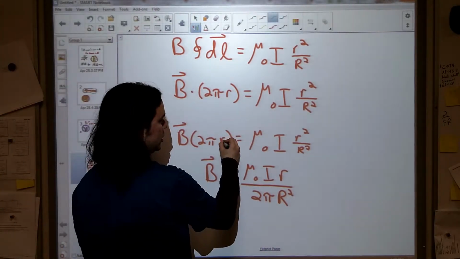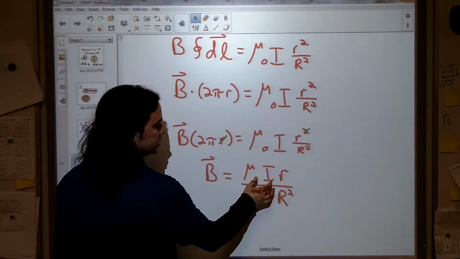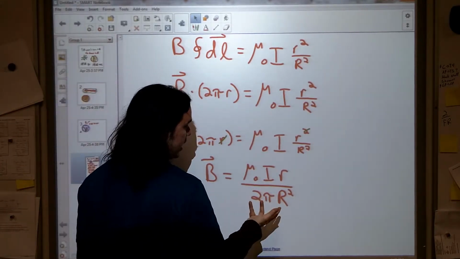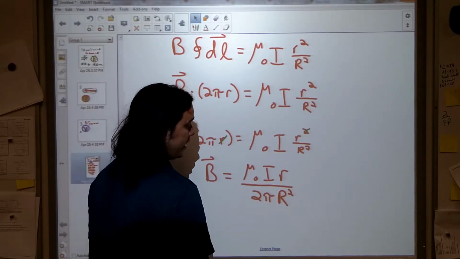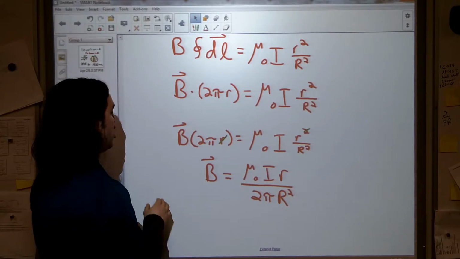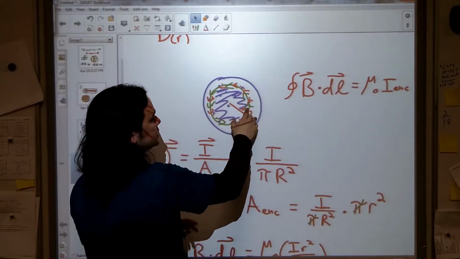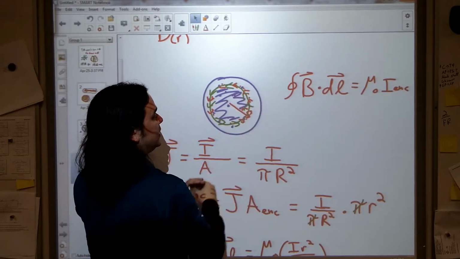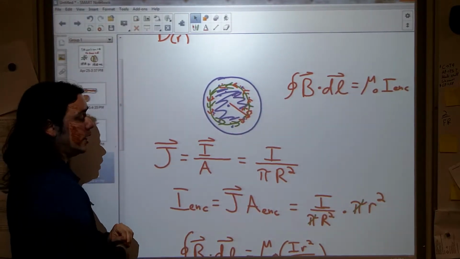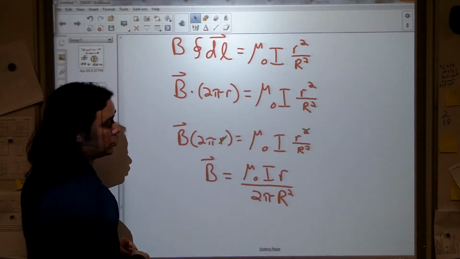In short, this r cancels out one of those r's. Mu naught, the current, 2 pi, and big R for that matter, are all constants. Little r is the only thing that changes. So as we move outward in this wire, our magnetic field will actually grow at the same rate as we go out. It's directly proportional to r.